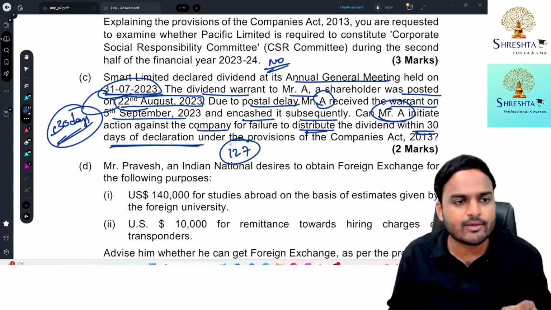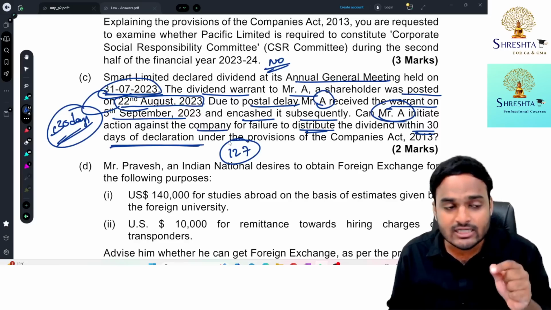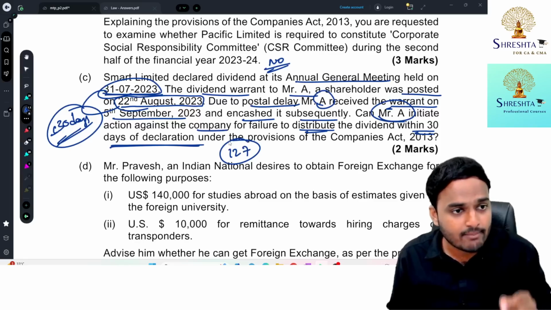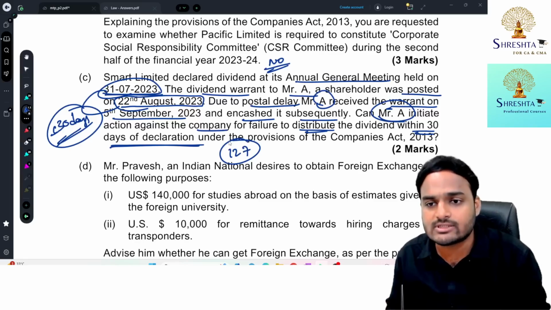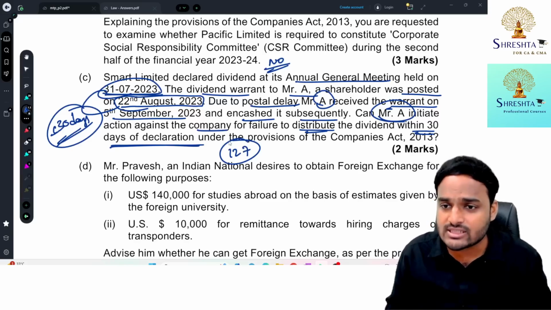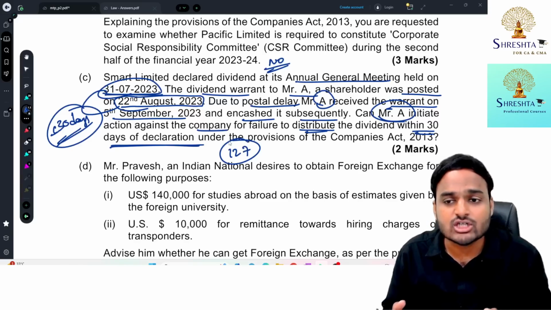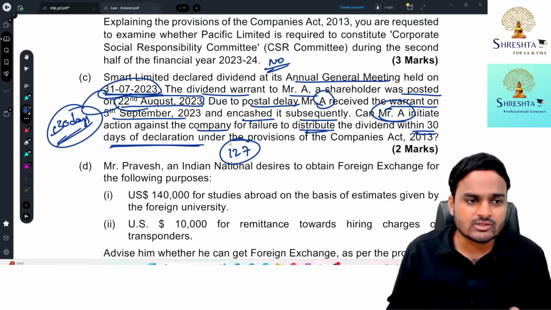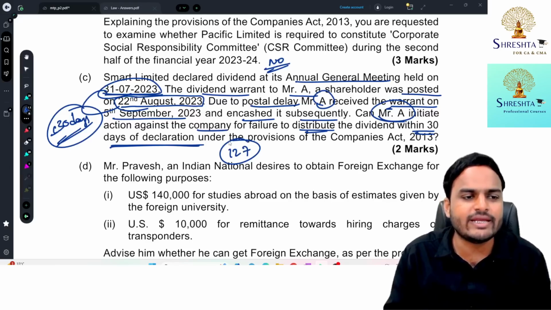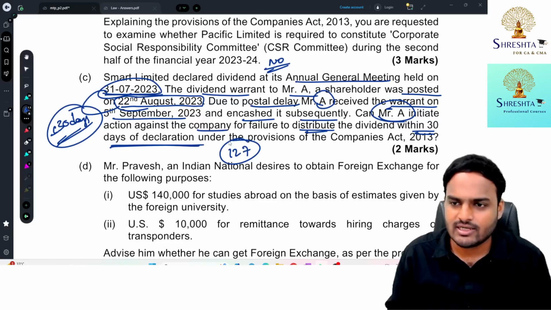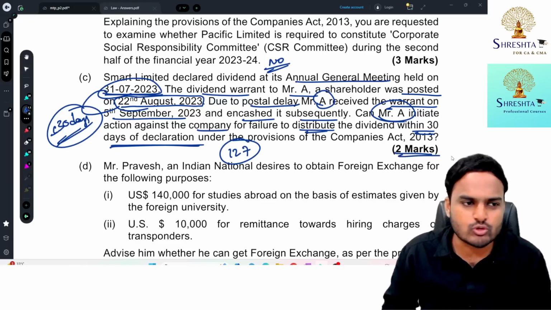Under the exceptions, we had a point. In case of delay, if the delay happened not within the control of the company, the company is not responsible for such a delay. In that case, company officers are not subject to punishment. So here, the company will not get any punishment. The company is not required to pay any interest. Clear? So 2 marks, simple question.